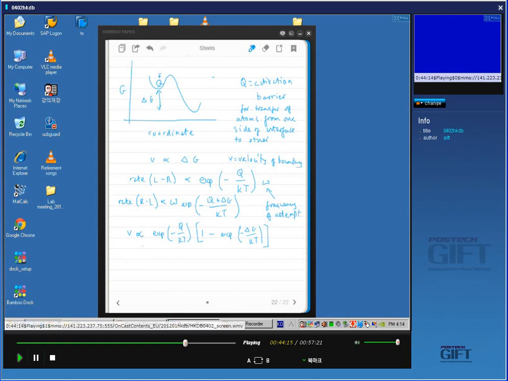Well, if you make delta g small, if you expand the exponential when delta g is small, you will recover velocity being proportional to delta g. Okay? So can you do that for yourself? So for small delta g, this becomes velocity proportional to delta g.